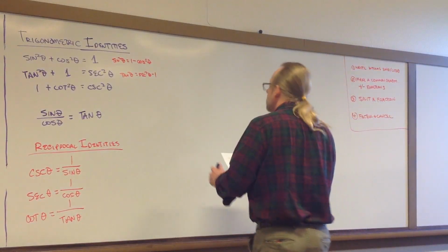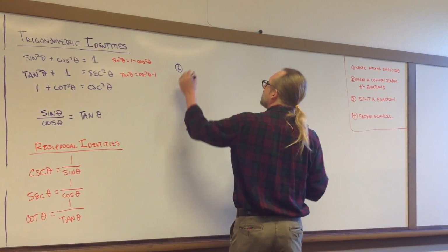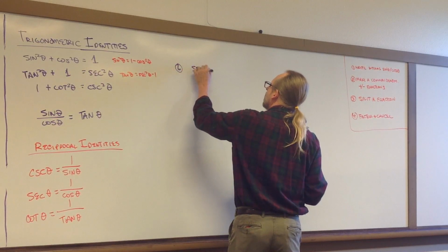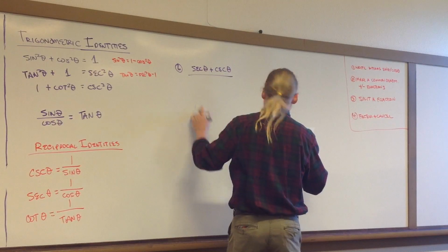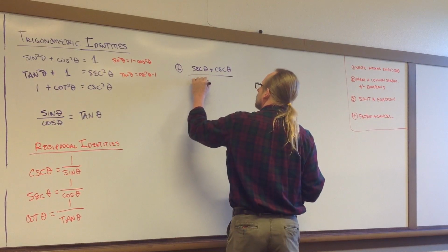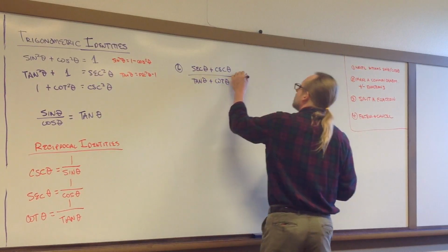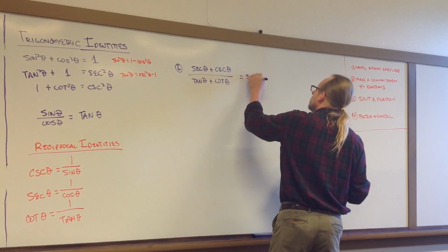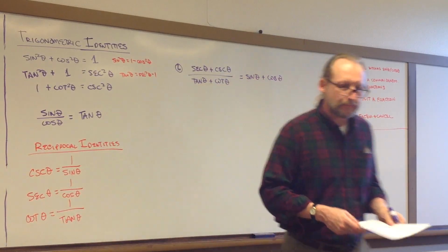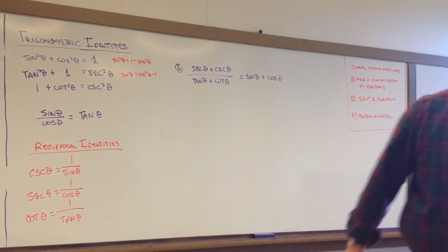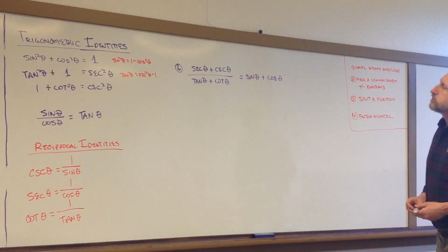Problem 16. What do we start with? Secant plus cosecant on top, and on the bottom, tangent plus cotangent. And that's supposed to be equal to sine theta plus cosine theta. Okay? Let's see here. Wow.